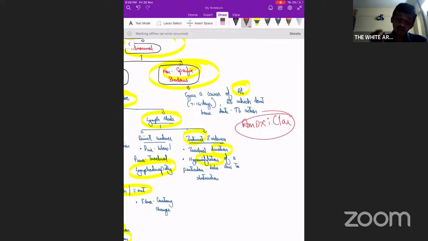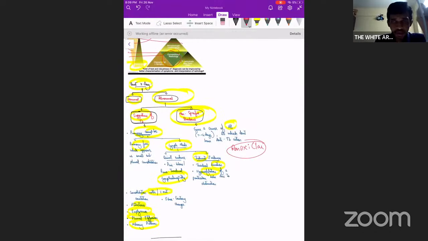amoxiclav. Then we go ahead and repeat the chest X-ray. If even in this repeat chest X-ray there are again non-specific shadows, then we go ahead with the microbiological diagnosis. If the shadow is healed, well and fine. If it is not healed, then we go ahead and do microbiological testing. Okay, so that is how we use the chest X-ray.